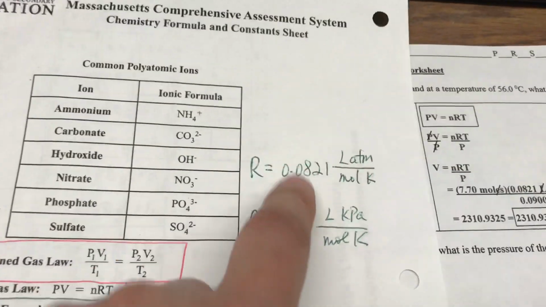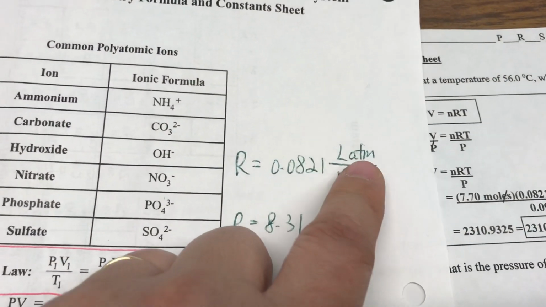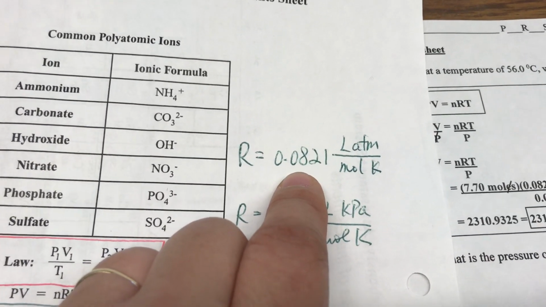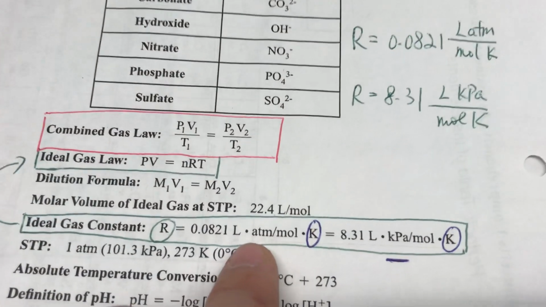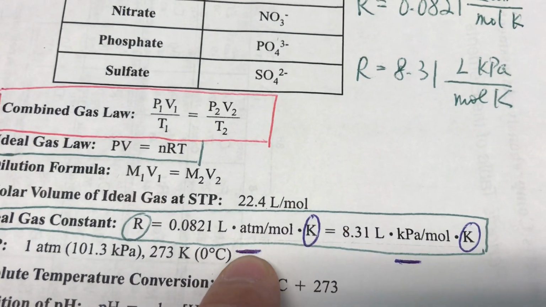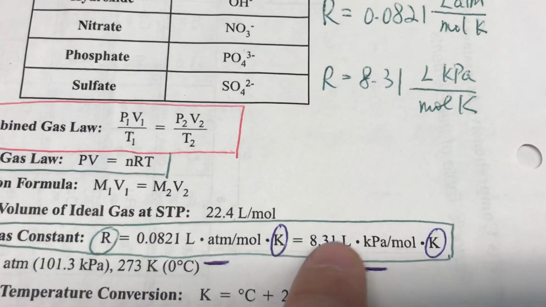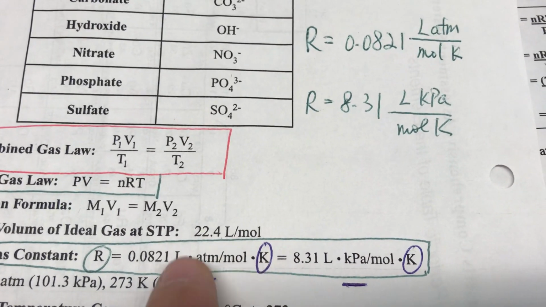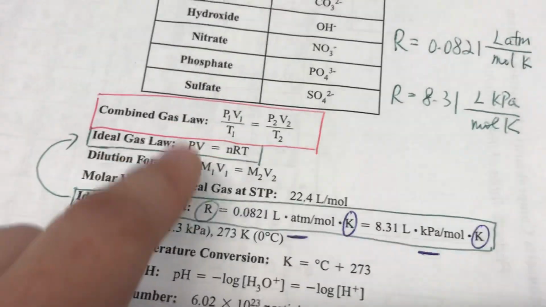So when do I need to use which one? You compare the two units, and you find out that the only difference is the pressure unit. If your question gives you atm, you use 0.0821. If the question gives you kPa, you use 8.31. And of course, temperature must be in Kelvin. The volume is usually given in liters, so you don't have to do much math. This constant is given to you in the periodic table.